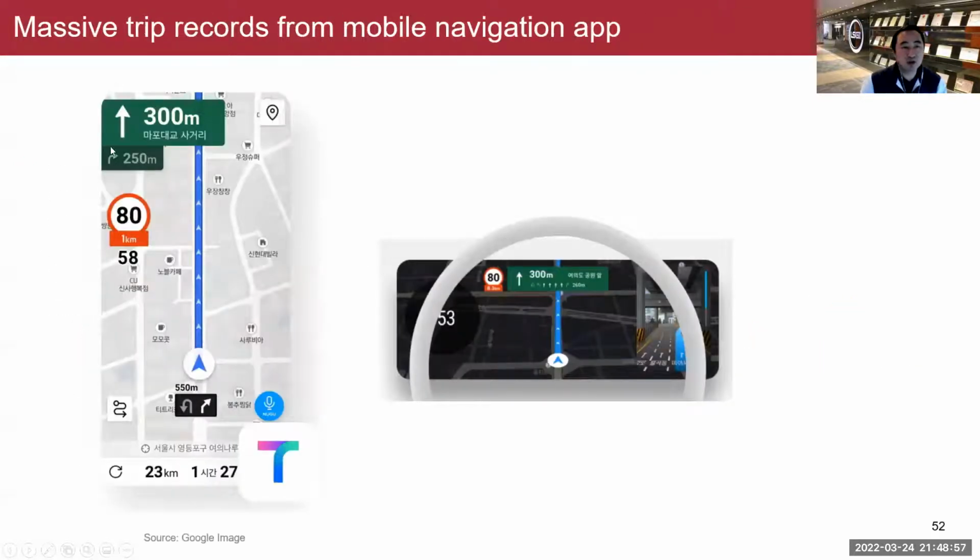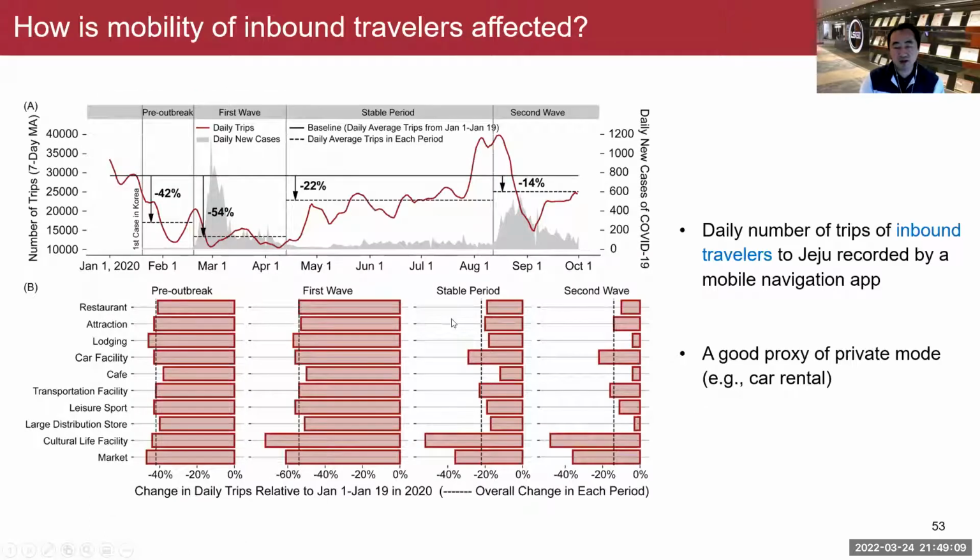And we use the largest-scale trip record data set, collected from the largest mobile navigation app in South Korea, because when people go to a place, they will start using this navigation service. So it's a very good indicator of private mode. For information, in Jeju about 80 or 90% of the visitors use a rental car or private vehicles. And in this study, we can investigate the changes of travel patterns over different courses of the pandemic.